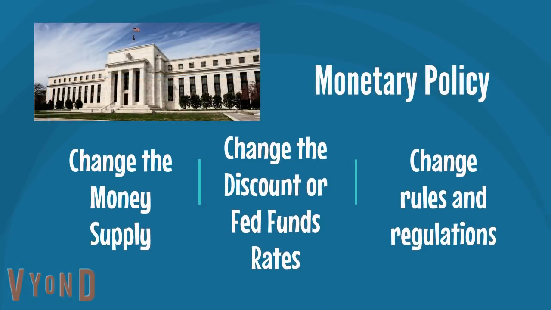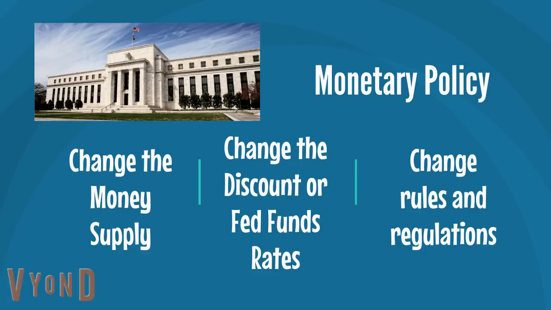Monetary policy is changing the money supply and changing interest rates. So the Fed can increase or decrease the money supply, and we've already talked about how they do that. They buy and sell bonds, right? When the Fed buys bonds, they're increasing the money supply. When they sell bonds they already own, that's decreasing the money supply.